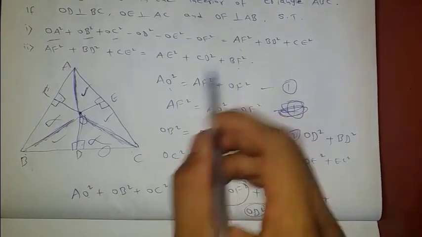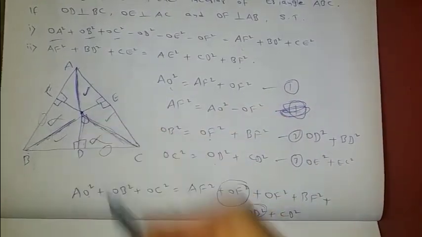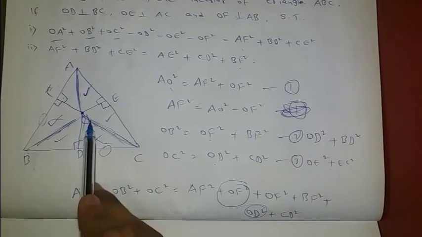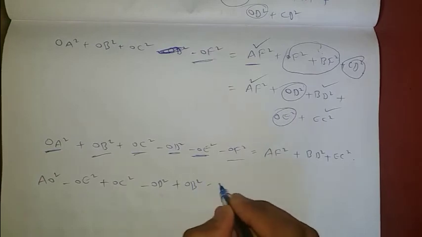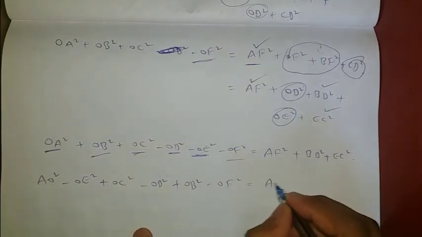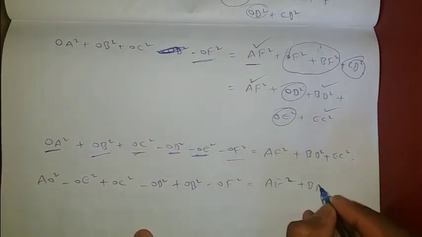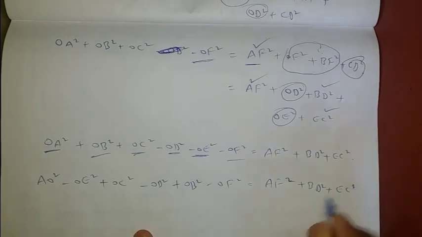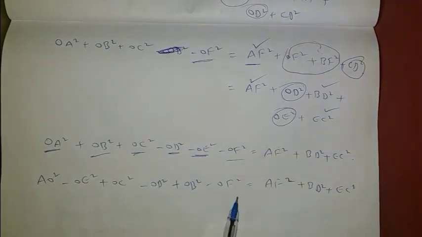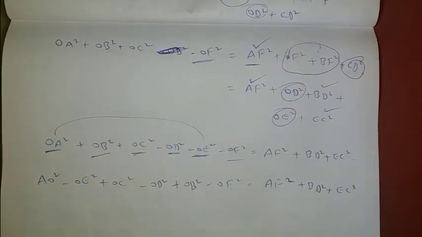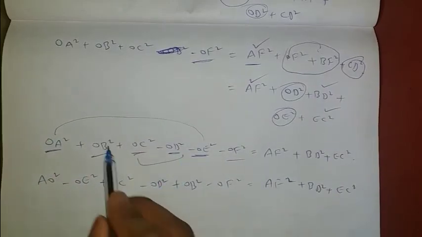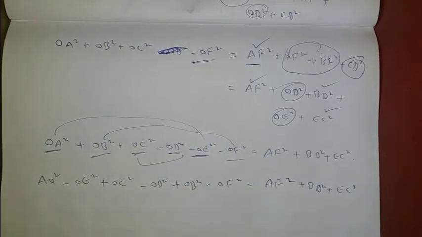BF square is nothing but OB square minus OF square. So the remaining is OB square minus OF square plus OB square minus OF square, which equals AF square plus BD square plus EC square. In this step, I am not doing anything. Just these two I am writing together, and these two together, and these two together. That's it.